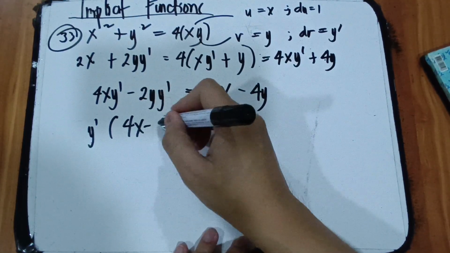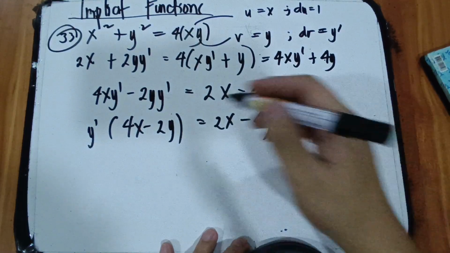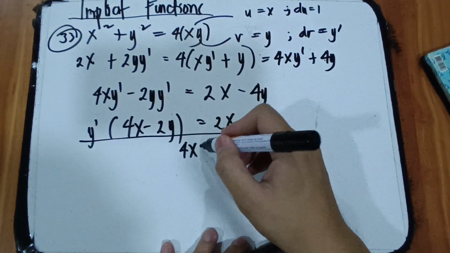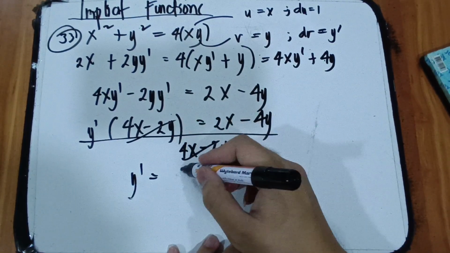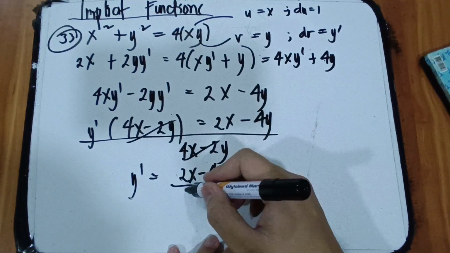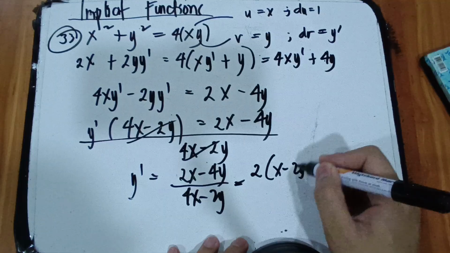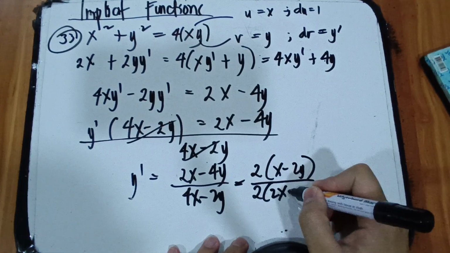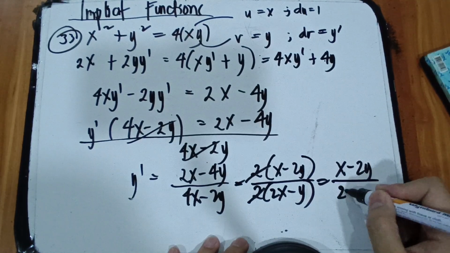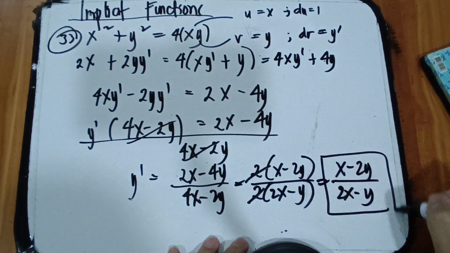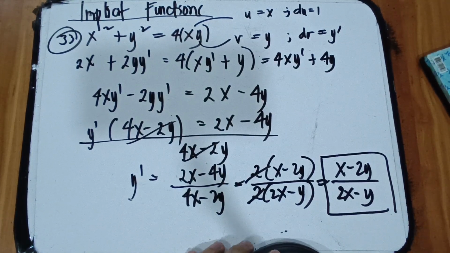This is 4x minus 2y. And then, rewrite. Tas, divide both side by 4x minus 2y. For us to get rid of this factor, y prime natin is 2x minus 4y over 4x minus 2y. Factorable by 2, this is x minus 2y over 2x minus y. So, cancel by 2. Final answer natin, x minus 2y over 2x minus y. Number 33. Okay? Then, proceed tayo sa number 34.